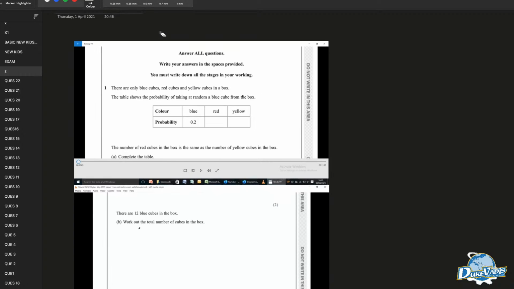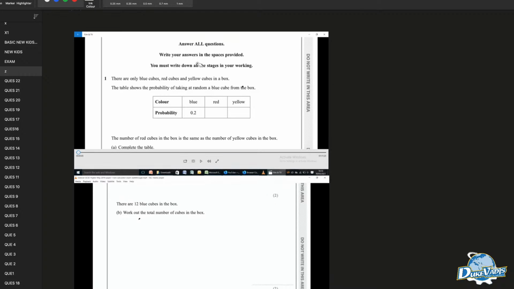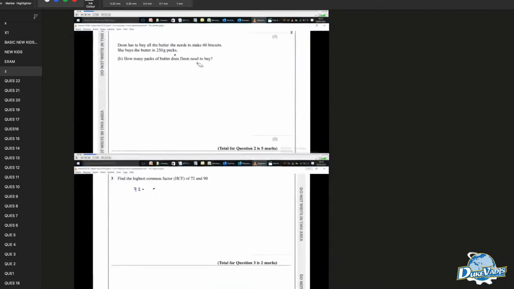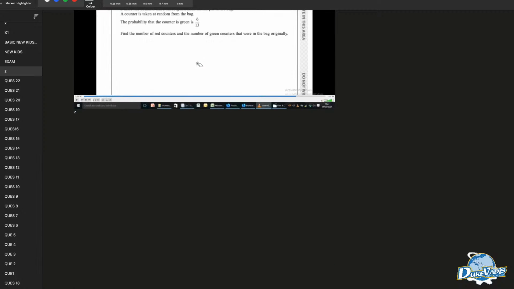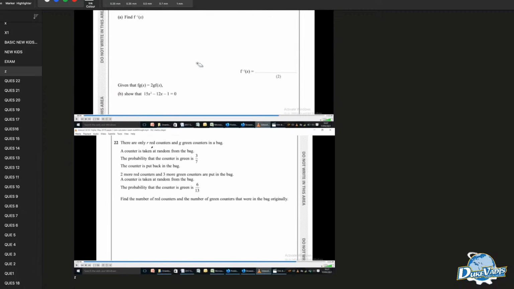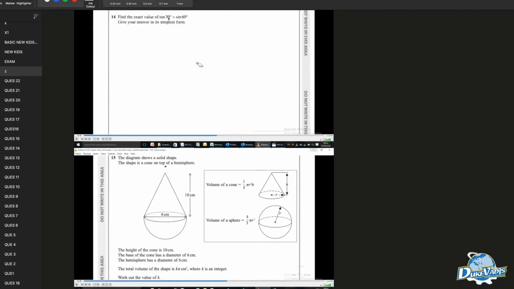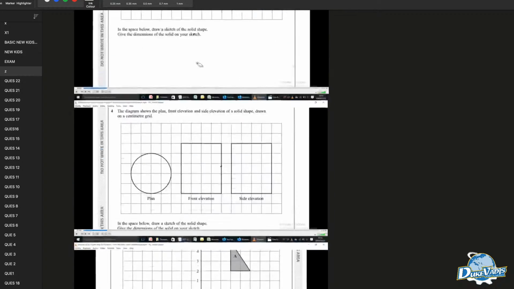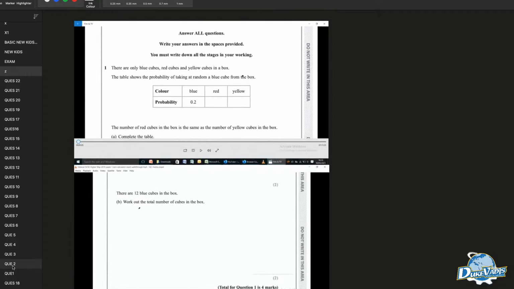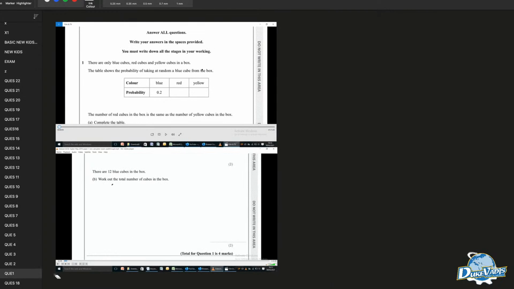As you can see, the first question goes up to 20. Let's see how many questions. We have up to 22. Without wasting time, let's try and solve the questions. Let's tackle the first one. The first question says there are only blue cubes, red cubes, and yellow cubes in a box.